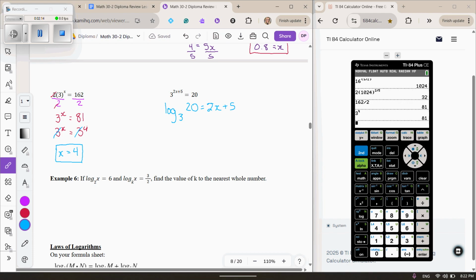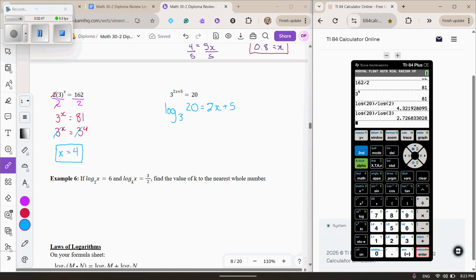Now I want to figure out what log base 3 of 20 is on my calculator. I'm going to show you two different ways to get that depending on whether you have an old calculator or a new calculator. On the old calculators, the TI-83s, you're going to type in log 20 divided by log 3. So the log of the argument divided by the log of the base. Oops, I had the wrong number there. That should have been a 3. So that's what you're going to do if you have a TI-83.